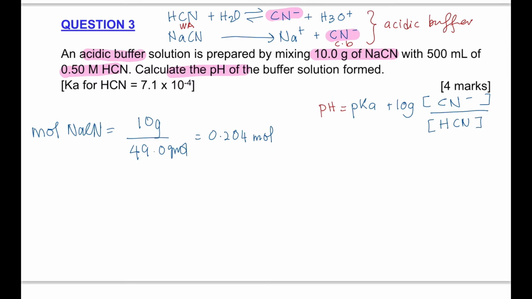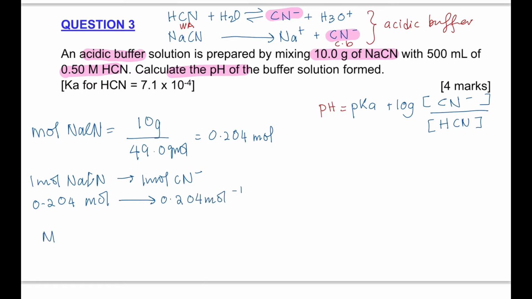Next, we need to find the molarity of NaCN. 1 mole NaCN will produce 1 mole CN minus as a conjugate base. So here, referring to this one, 1 mole NaCN produces 1 mole CN minus. If we have 0.204 mole of the salt NaCN, then we are going to produce 0.204 mole of CN minus.